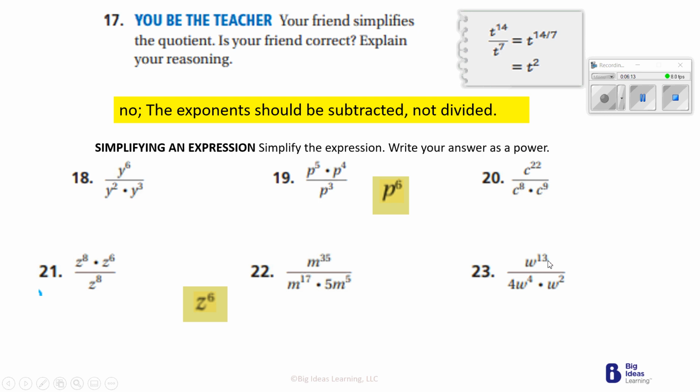Number 23 says w to the 13th power, and it has 4w to the 4th power times w to the 2nd power. We're going to take the w's and combine them here. This would be 4w to the 6th power. Then we know 13 minus 6 is 7. So what we're going to have here is going to be w to the 7th power on top, but 4 stays on the bottom because we're not dividing 4 by anything in the numerator. And now you can see what I mean by sometimes there is going to be a denominator, not a numerator. So we have w to the 7 over 4, no variable at all.